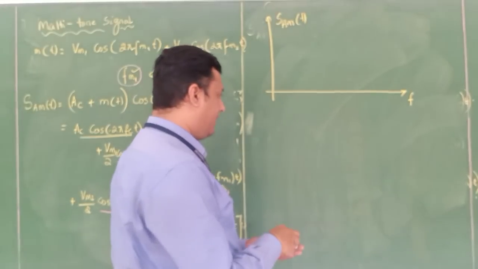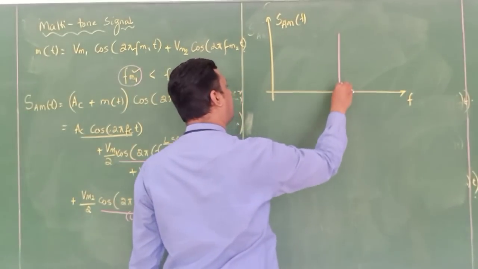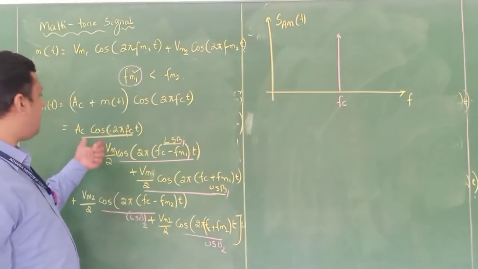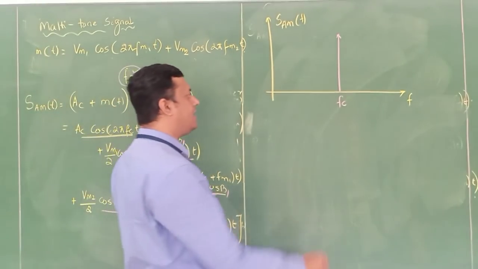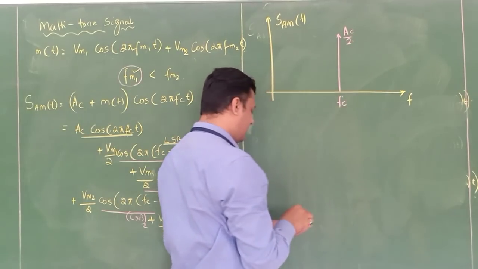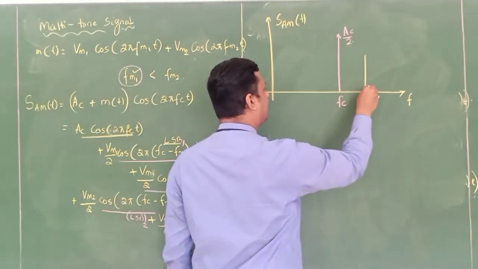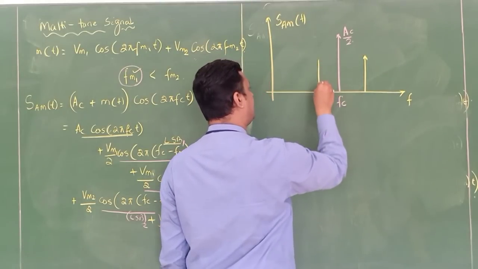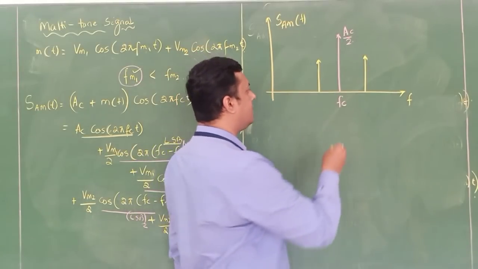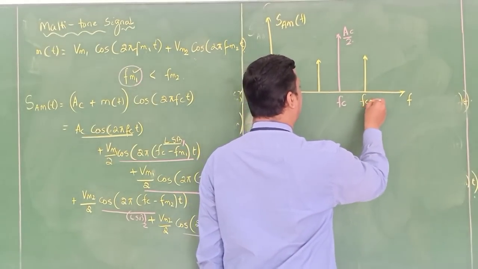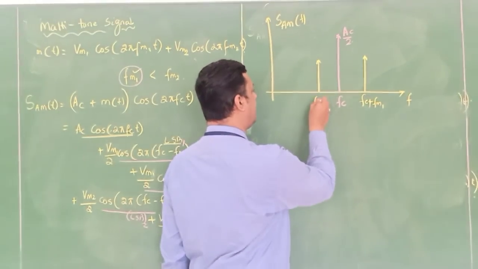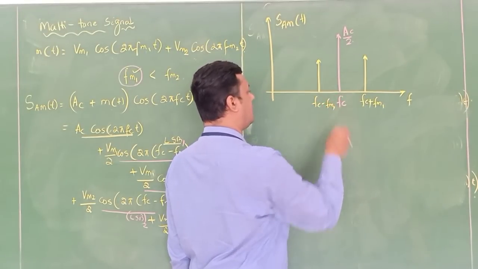Okay. Now first, this is my center frequency. Center frequency is FC. Now what is the amplitude of FC? Amplitude of FC, or amplitude of the carrier, is AC by 2. Next, this is one sideband and this is one sideband corresponding to the frequency FM1. So here I will write FC plus FM1 and here I will write FC minus FM1.